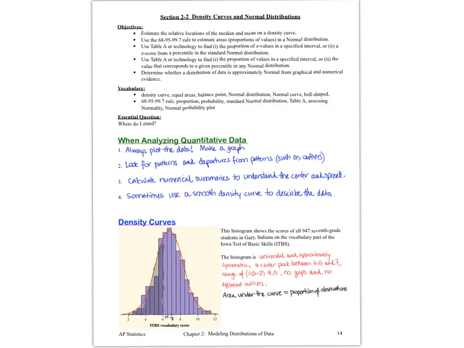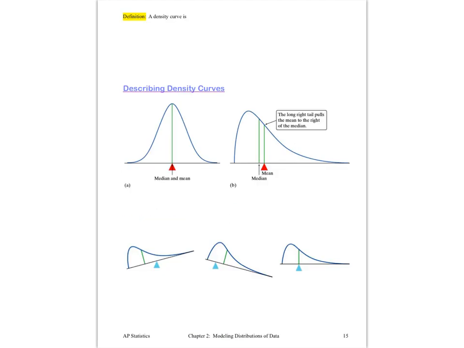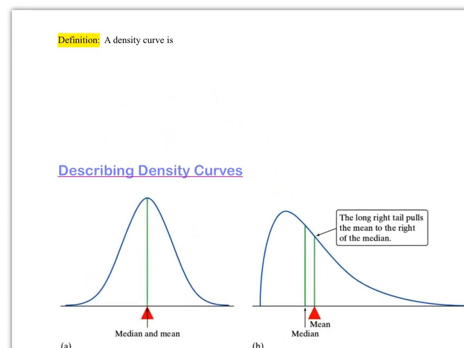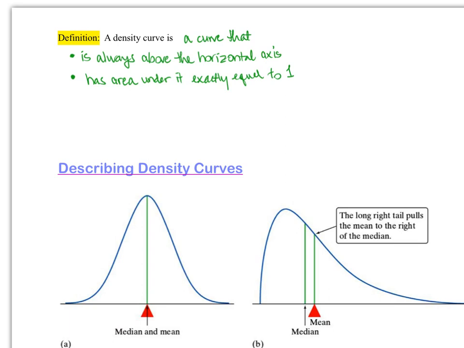Once again, density curves can come in all shapes and sizes, but they do all follow some specific rules. A density curve is always above the horizontal axis, meaning there are never any negative values, negative area. And the area underneath the density curve is always equal to 1. A great way to remember this is that sometimes we are using these density curves as probability distribution curves, and probability always totals to 1.